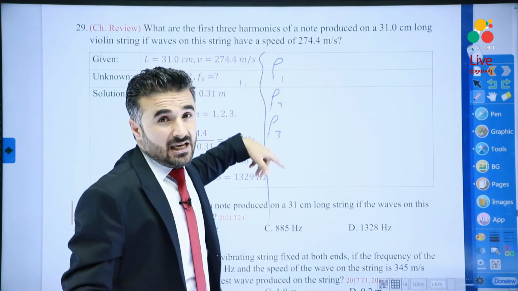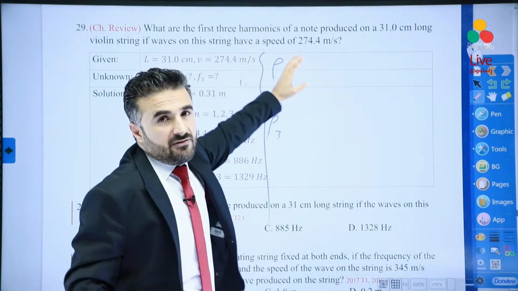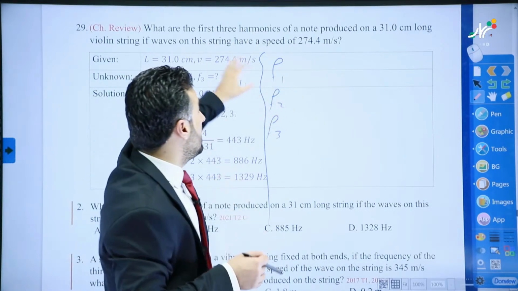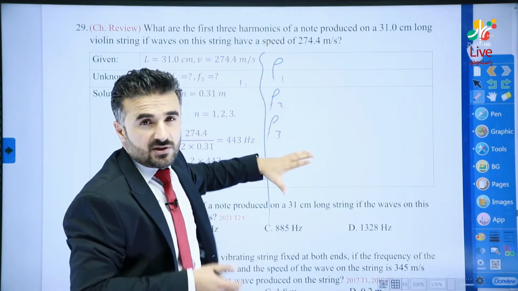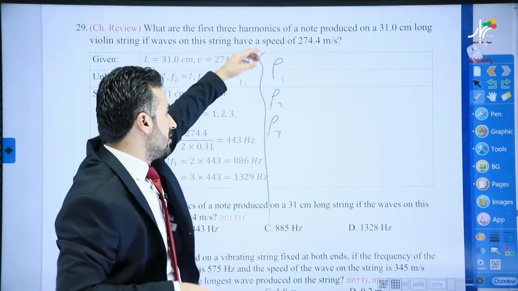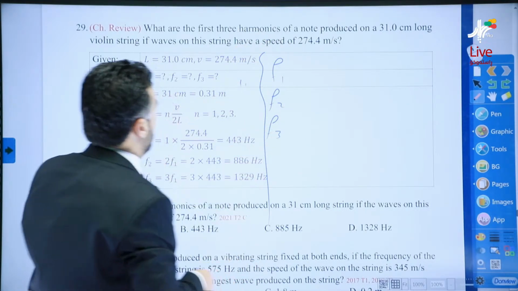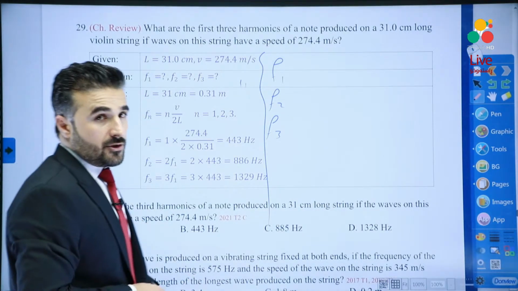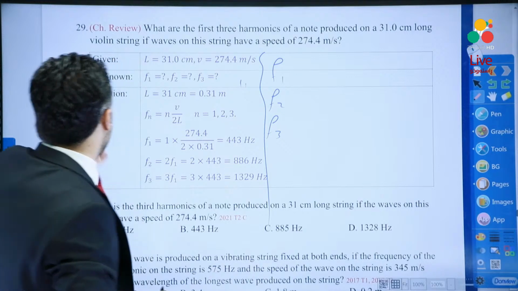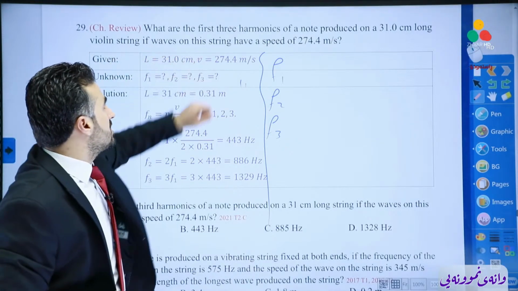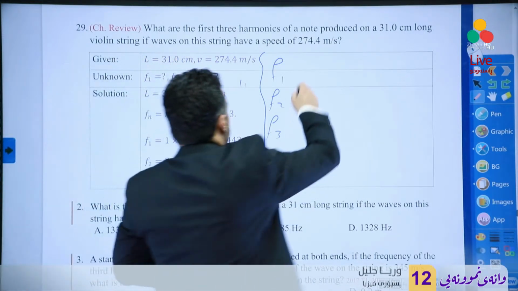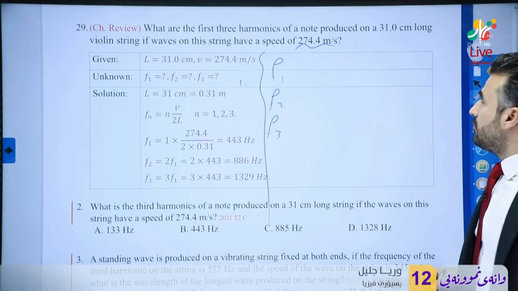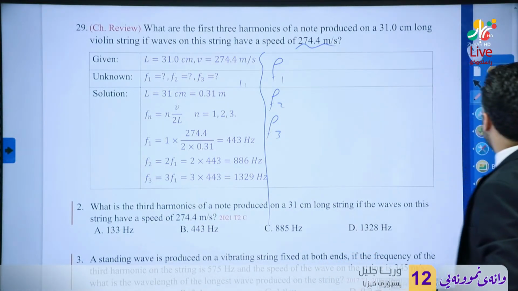Later on, you will see that the first 3 harmonics, if it is for a pipe that is open at one end, will be different. But for strings, which we're dealing with so far, the first 3 harmonics are going to be first, second, and third. All right, for a note that is produced on a 31.0 centimeter long violin string, if the waves on this string have a speed of 274.4 meters per second, so let's do this first.